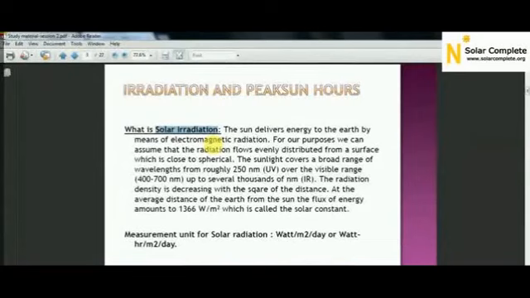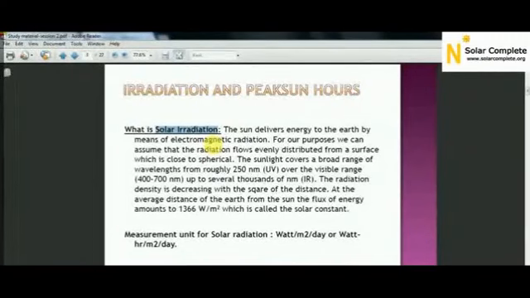Now apart from this, there is one more concept, solar power. There is a slight difference between these two concepts, solar radiation and solar power, and I will tell you the difference. First we will talk about solar irradiation, or solar radiation, or solar energy.